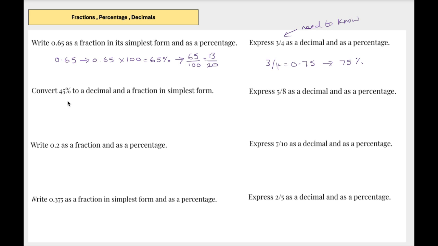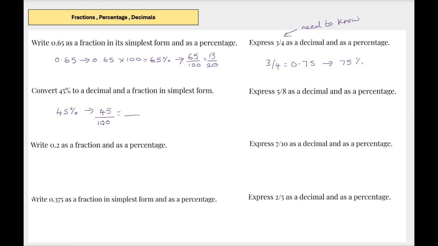Convert 45% to a decimal and a fraction in its simplest form. So this time we've got 45% at the front. Actually, no, I'll do 45 over 100 first, which gives us our fraction. And can we simplify that? Let's just work it out, show you how I do that.